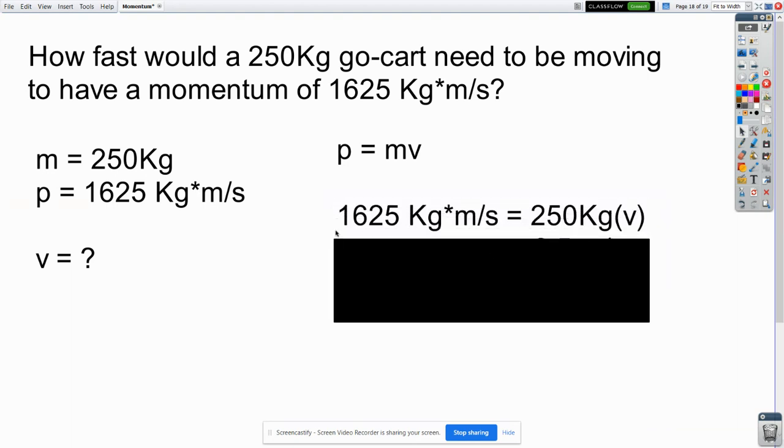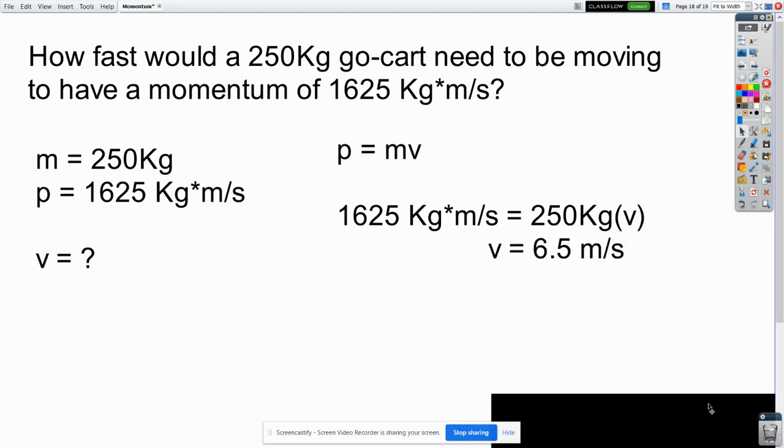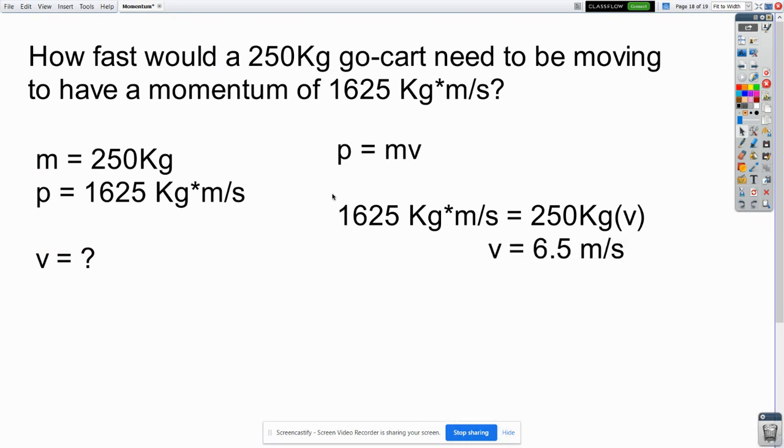Substitute. 1,625 kilograms meters per second equals 250 kilograms times v. To isolate my variable, I'm going to divide both sides by 250. When I do that, 1,625 divided by 250 is 6.5. I flip that variable over here to the left because that's where math teachers like it. So v, velocity, equals 6.5 meters per second.